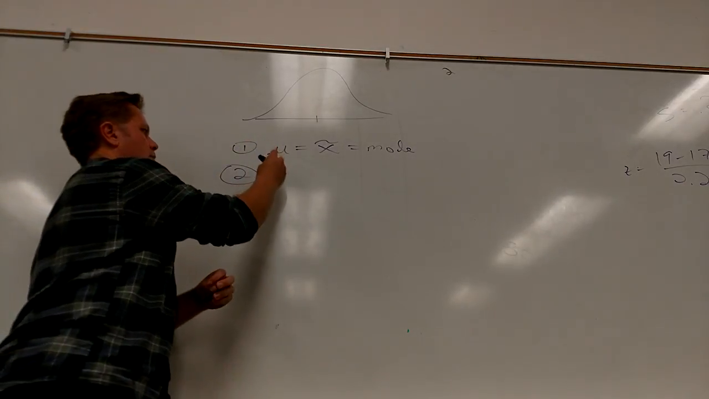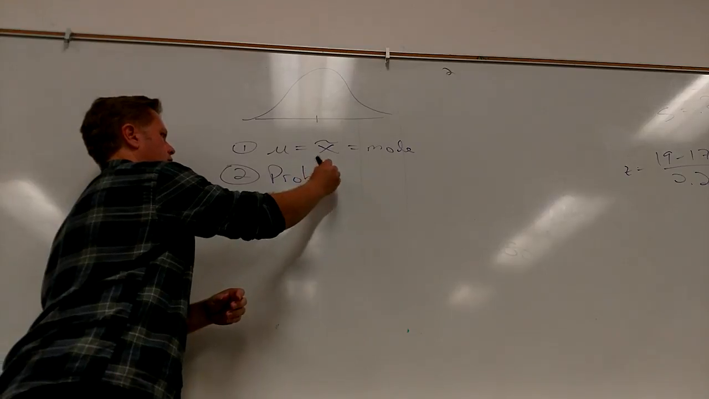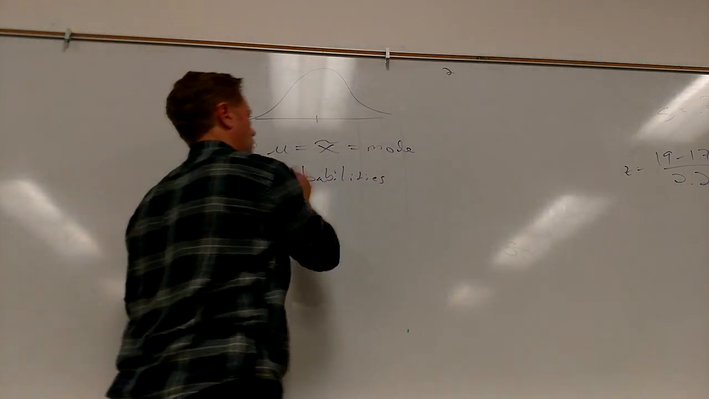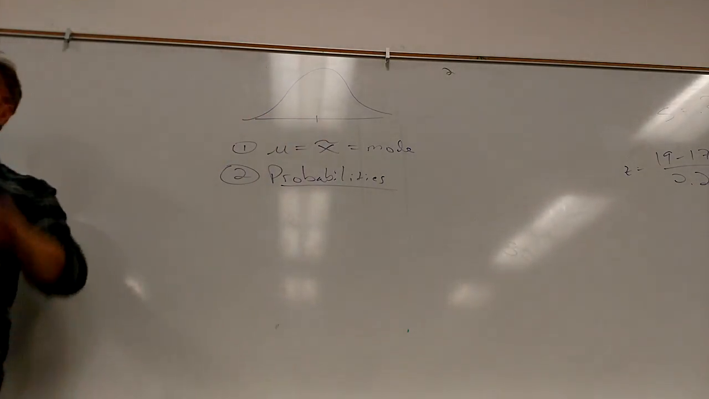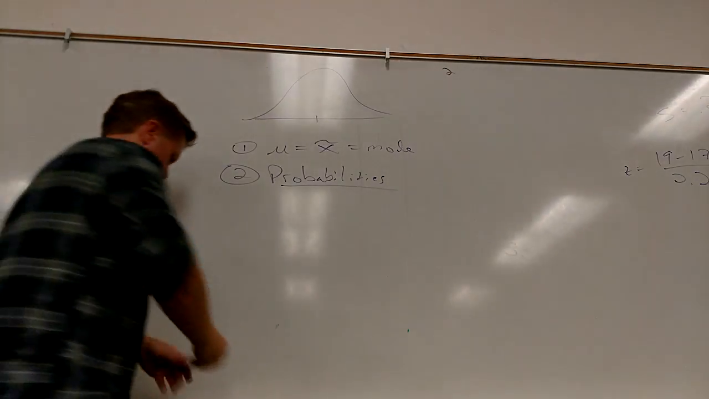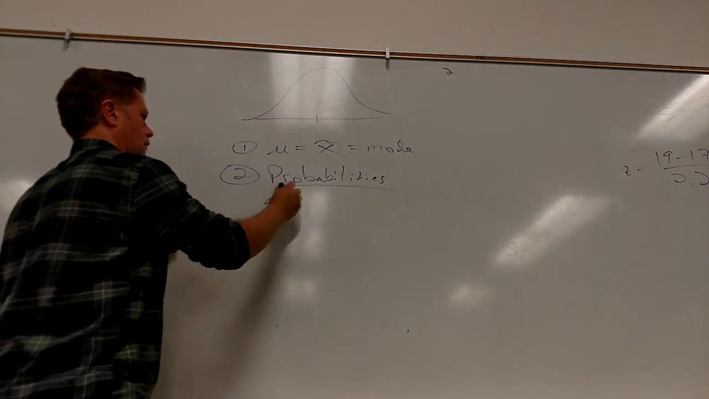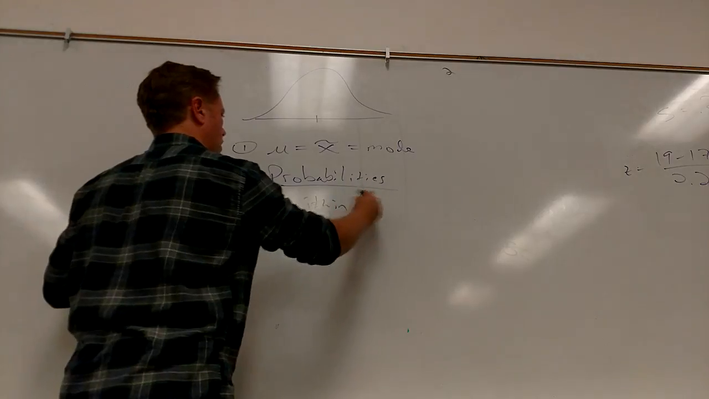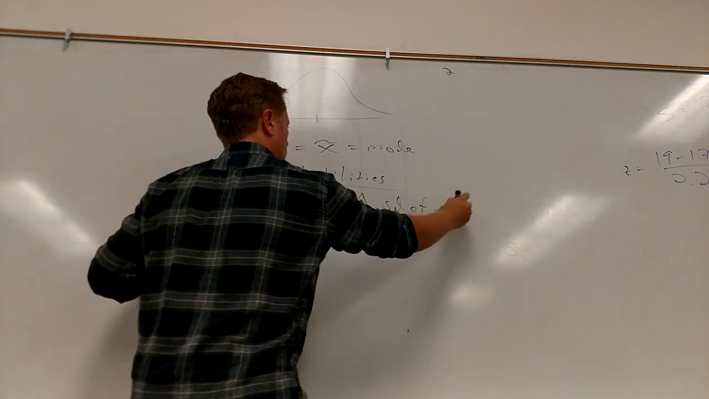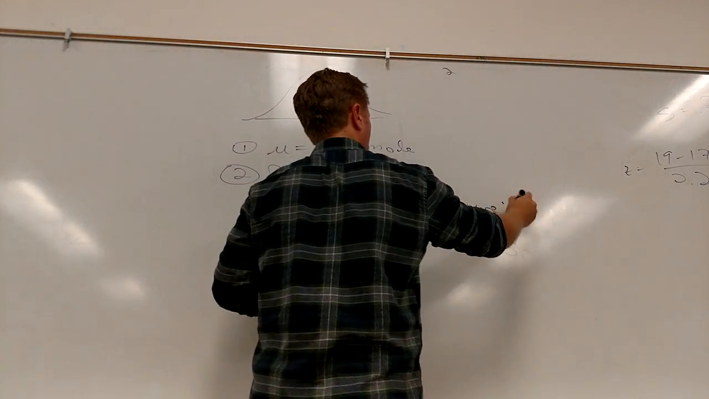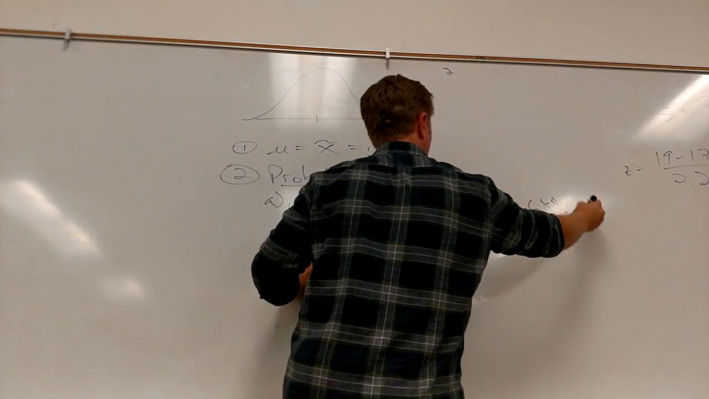Secondly, probability distribution stuff here. Let's talk about how probabilities are distributed. So within one standard deviation of the mean, there is 68% of the data.